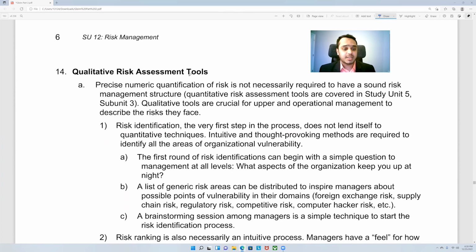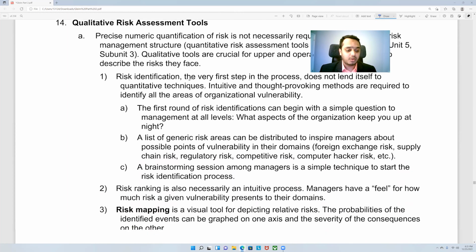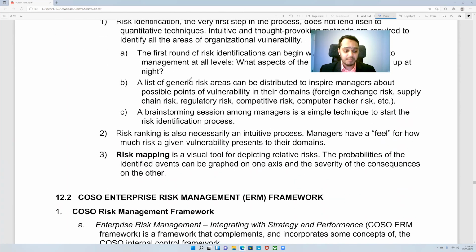Then qualitative risk assessment tools. Qualitative risk assessment tools depend more on the education or experience of the employees, what experiences have happened, what the past experience is. Based on that, you will be doing this qualitative assessment. Based on that, you will be mapping which is more risky and which is less risky. That will be done from it.